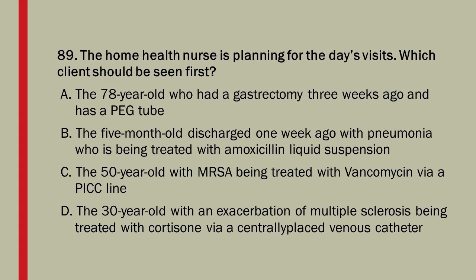89. The home health nurse is planning for the day's visits. Which client should be seen first? A. The 78-year-old who had a gastrectomy 3 weeks ago and has a PEG tube. B. The 5-month-old discharged 1 week ago with pneumonia who is being treated with amoxicillin liquid suspension. C. The 50-year-old with MRSA being treated with vancomycin via a PICC line. D. The 30-year-old with an exacerbation of multiple sclerosis being treated with cortisone via a centrally placed venous catheter.